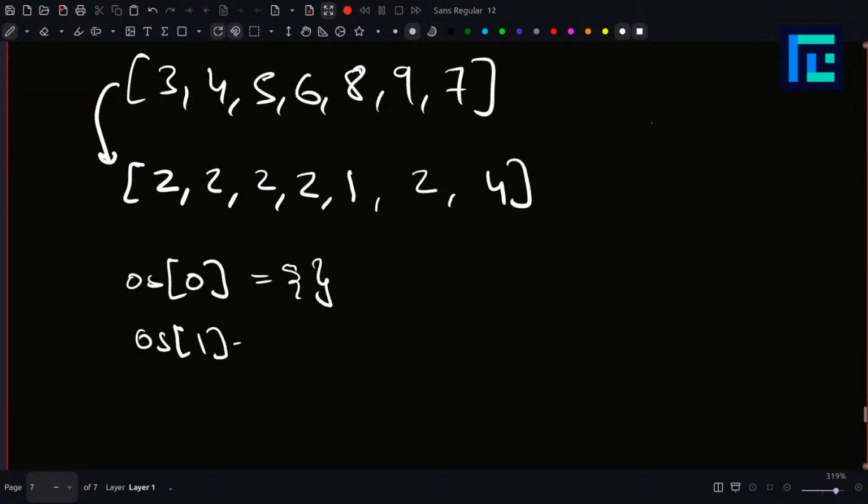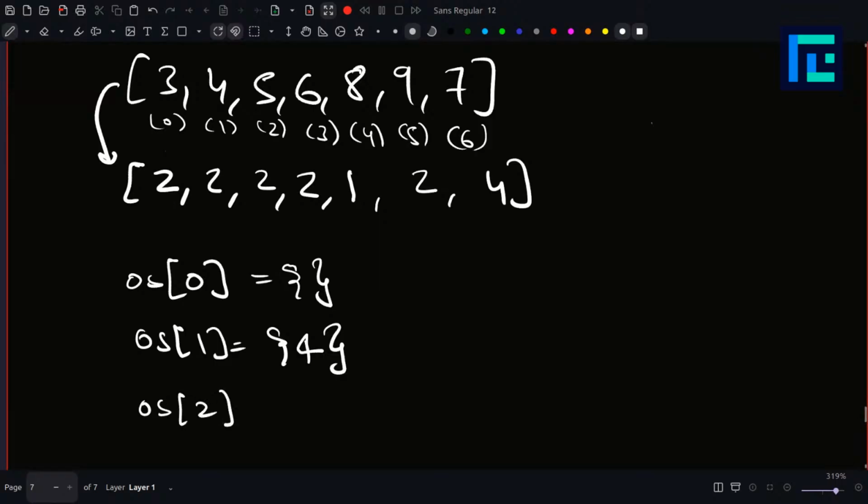Now the ordered set with pop count depth 1, and that will have the element. So this is the index, right? 0, 1, 2, 3, 4, 5, 6. So index 4 has pop count depth 1. So the ordered set of 1 will have 4 in it, okay? Now what about the ordered set of 2? Well, we can see that here, here, here, here, and here, there is 2. So all the indices will be stored in the ordered set. So we will store 0, 1, 2, 3, and 5.